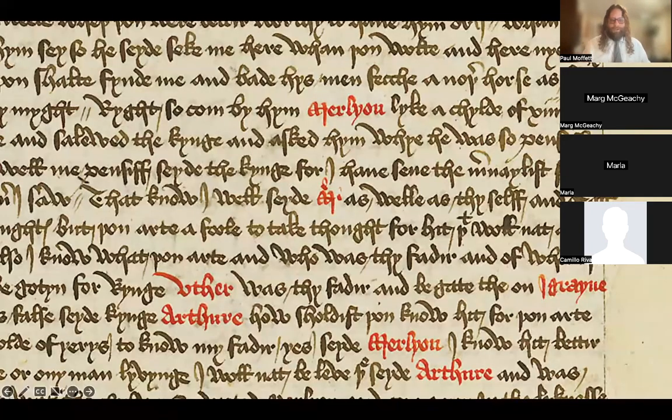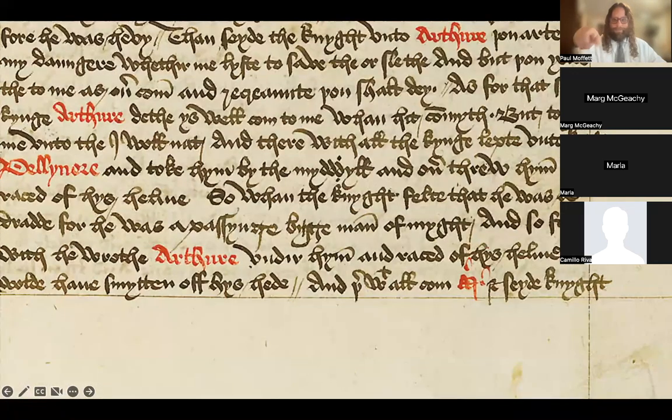I want to show you right here. See, there's Merlin in red, and then below that, there's an M crossed out with a squiggle. This is another idiosyncratic feature of the Winchester manuscript, that Merlin's name is often disguised. Merlin's name is often abbreviated like this. We can see it again here at the bottom of the page.